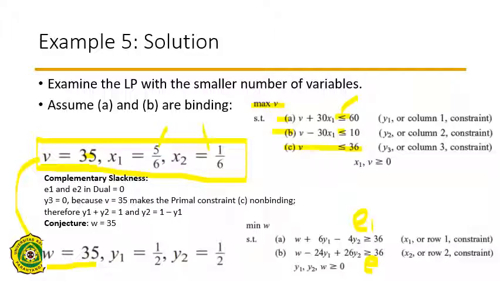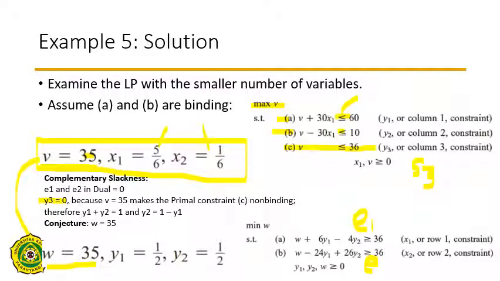S3 equals 1, right? Because v equals 35, the right-hand side says 36. So we have the value for slack 3 equals 1. Again, based on complementary slackness, the multiplication between the slack variable in the primal and the y variable in the dual equals 0. So if S3 is non-zero, S3 equals 1 in the primal problem, it means that Y3 equals 0.